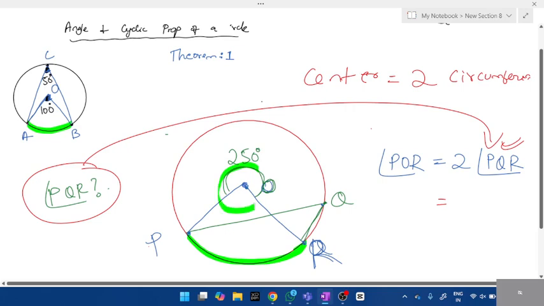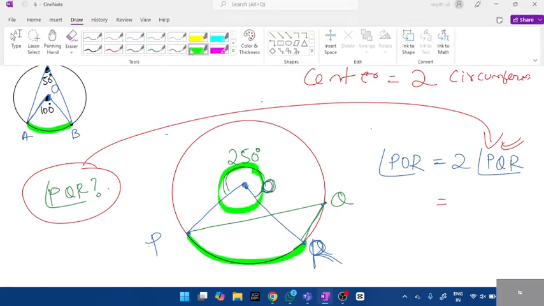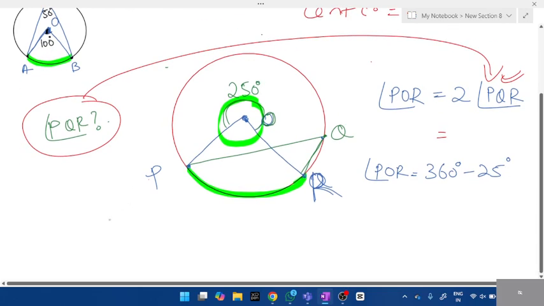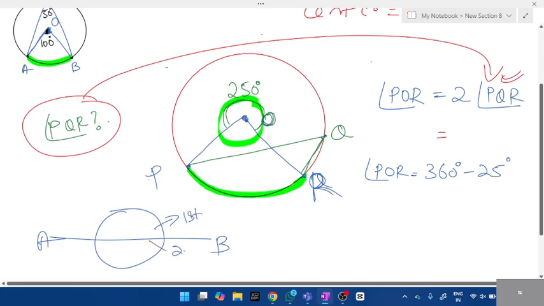Look here, this is a complete circle. So what is the value, students? How will you find angle POR? Very good. Angle POR is equal to 360 minus 250. Interior plus exterior. Look here, this is a complete circle. You can call the top part exterior, interior, anything. First half or second half, both should be 180, 180, 360. So the answer is correct.